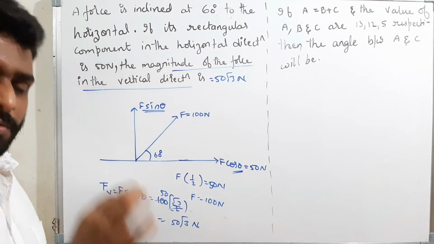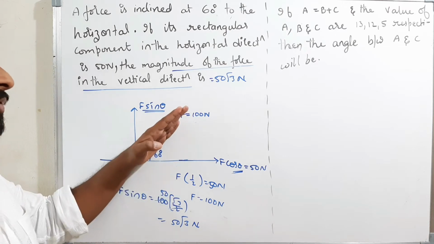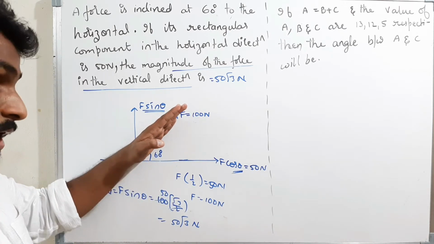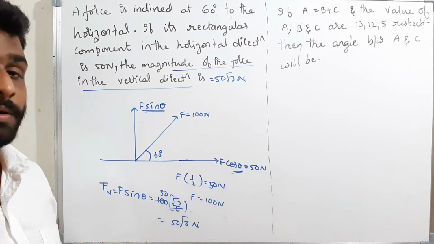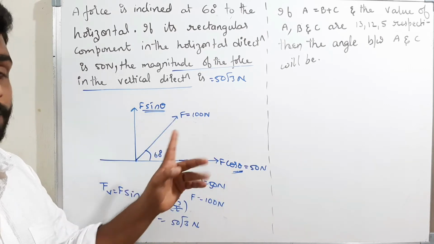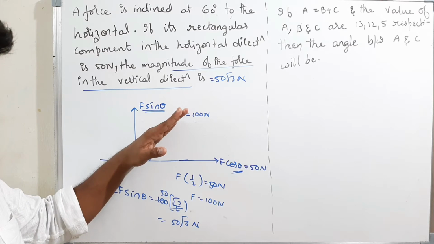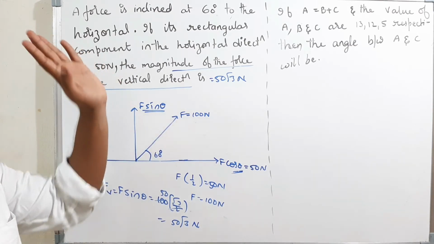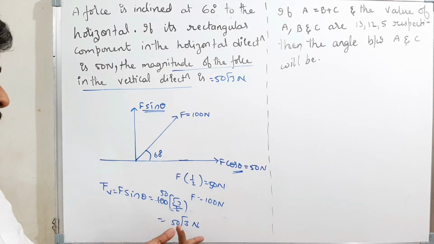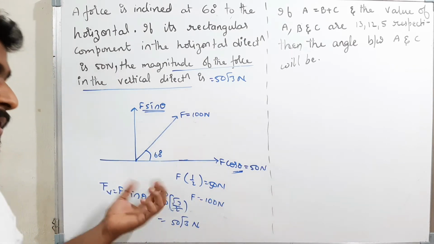It's a very simple question. They gave the force along the horizontal as 50 newtons. Therefore F cos theta is 50, and with the theta value, I got the F value. Once I got F, the vertical component is F sin theta, and I got 50 root 3 newtons. That's all. It's a very simple question.